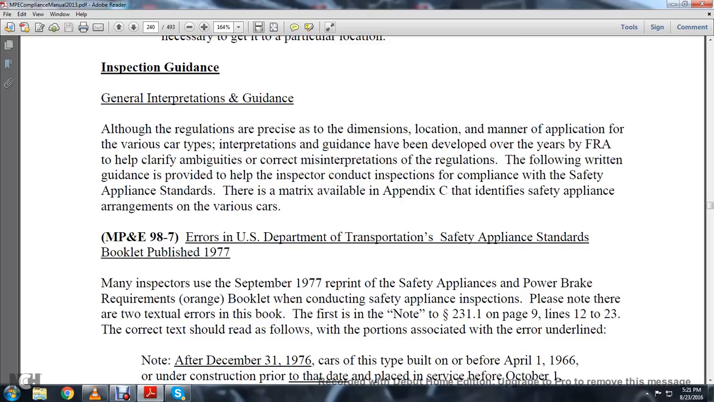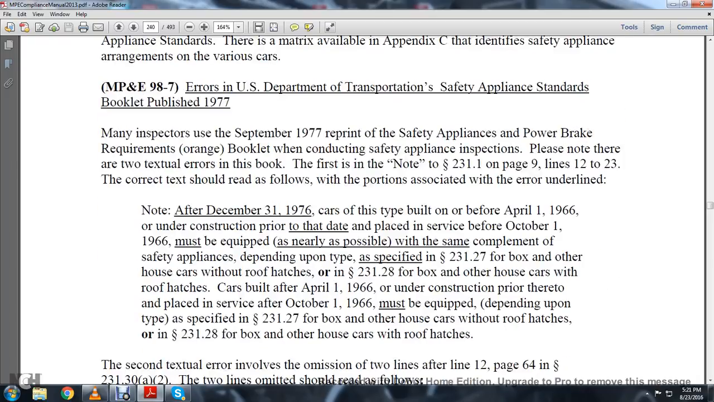In the orange booklet, when conducting the safety appliance inspection, please note that there are two textual errors in the book. The first is in statute 231.1 on page 9, lines 12 through 23. The correct text should read as follows, with the portion associated with the error underlined.